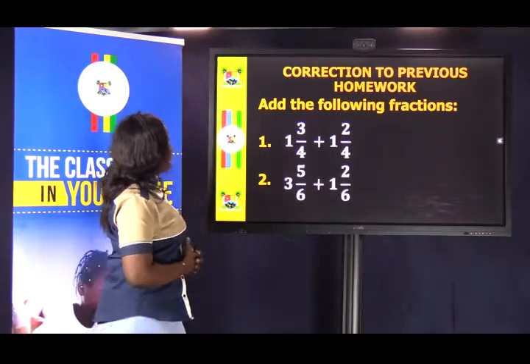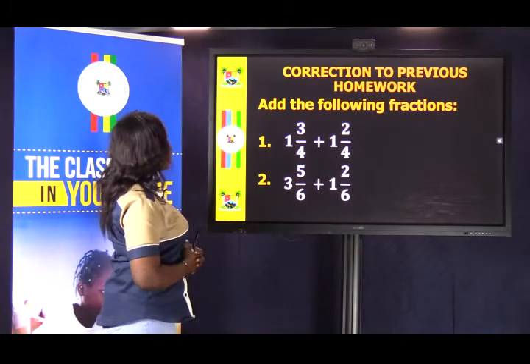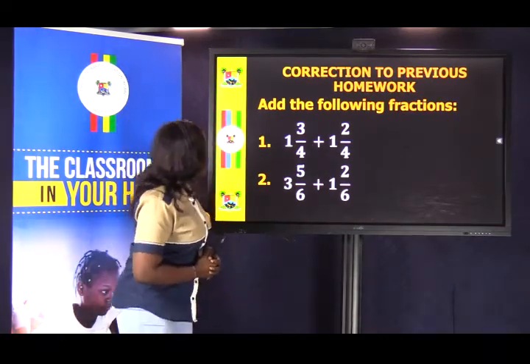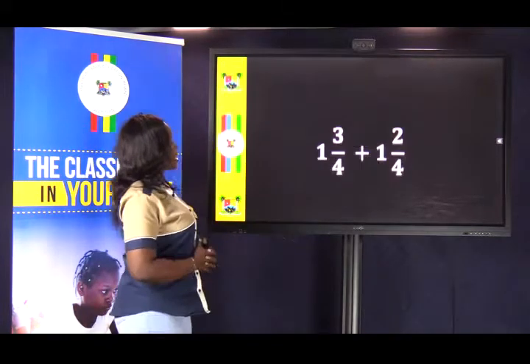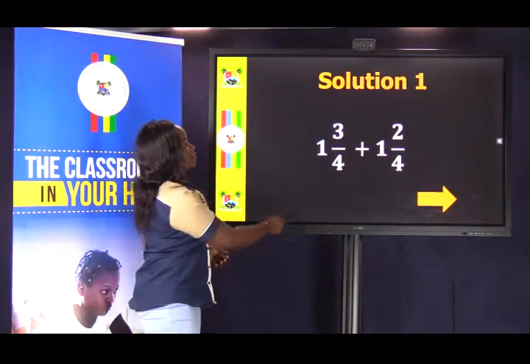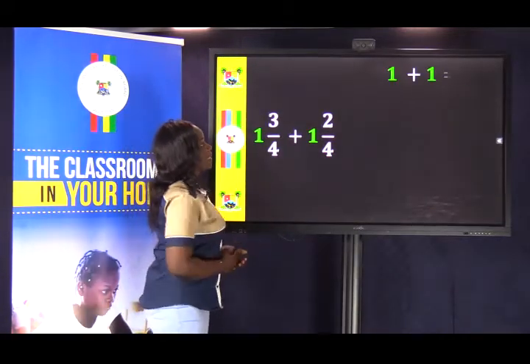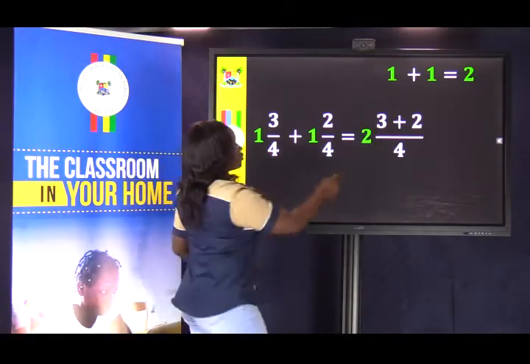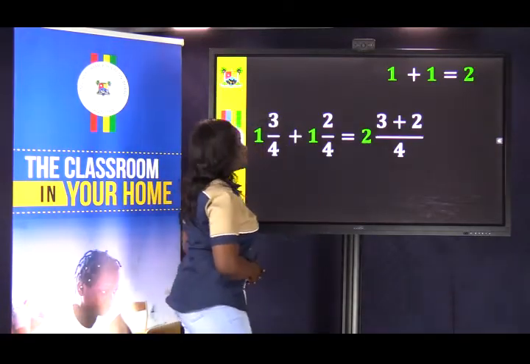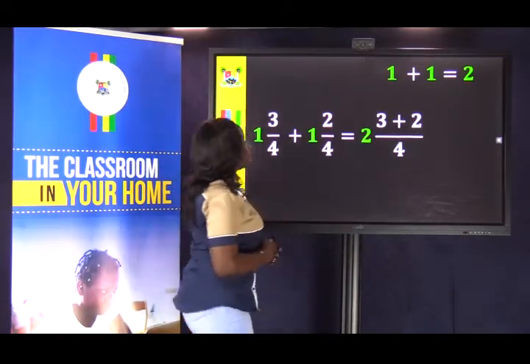Add the following fractions: 1 whole number 3 over 4 plus 1 whole number 2 over 4. 3 whole number 5 over 6 plus 1 whole number 2 over 6. Let's see. The first step is to add your whole numbers together. 1 plus 1 is 2. Then write out your whole number first. Draw your line, your dividing line that signifies the fraction. Yes. Pick one of the same denominator.